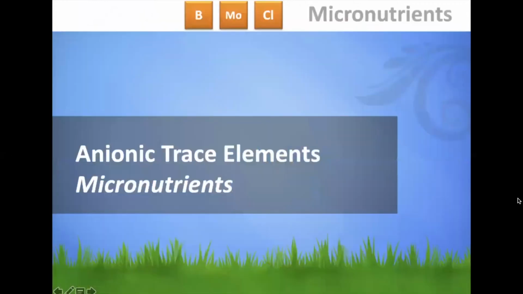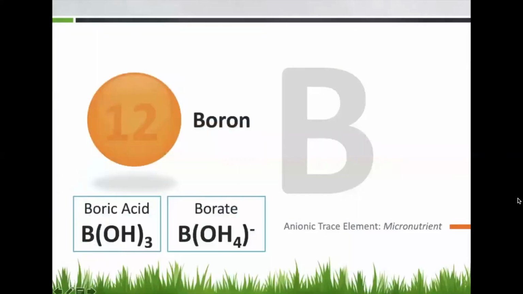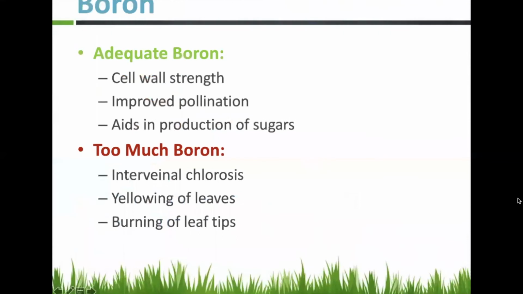Other micronutrients that we're going to cover are boron, molybdenum, and chlorine. First, we're going to focus on boron. With adequate boron, there's an increase in cell wall strength, improved pollination, and it aids in production of sugars. With too much boron, interveinal chlorosis can occur. The leaves can become chlorotic, and the leaf tips can also become necrotic from burning.